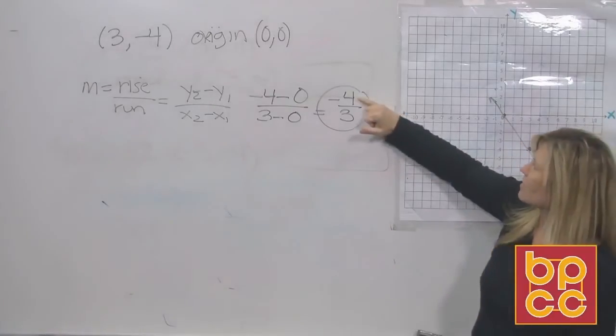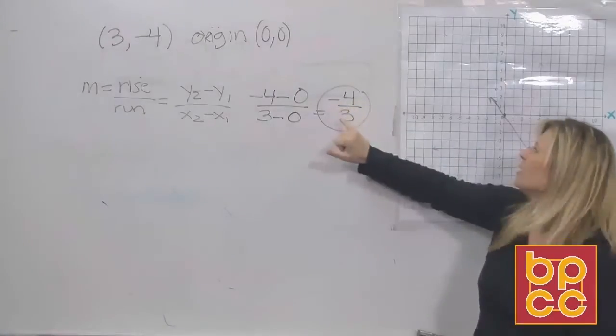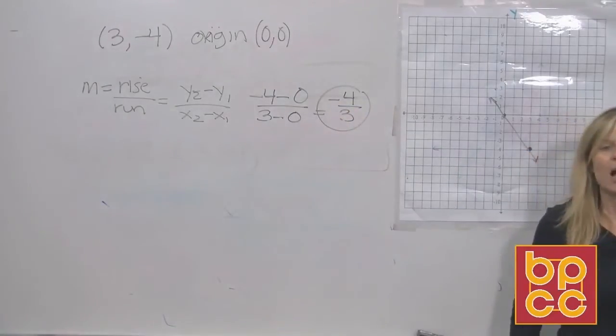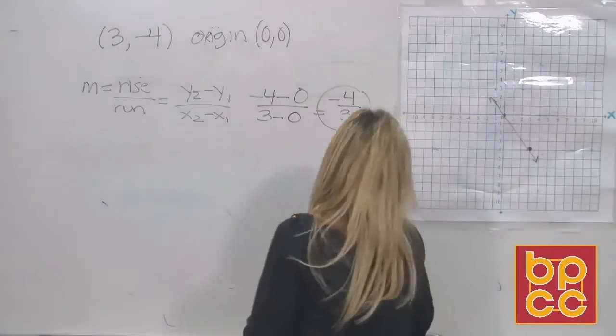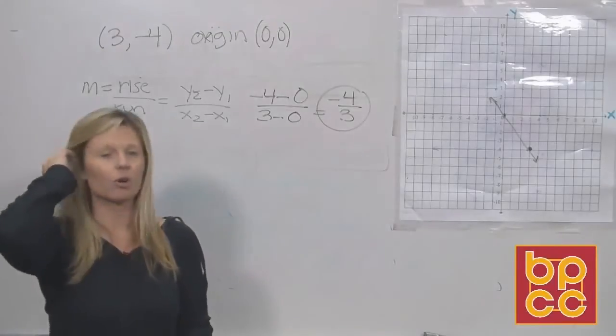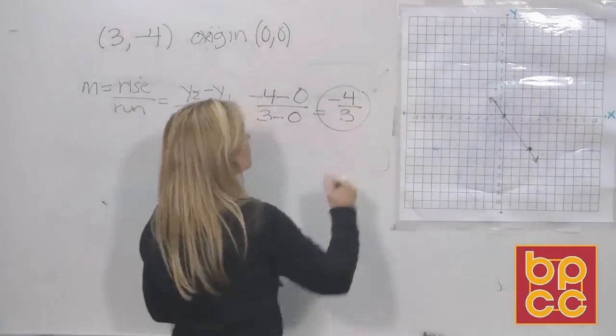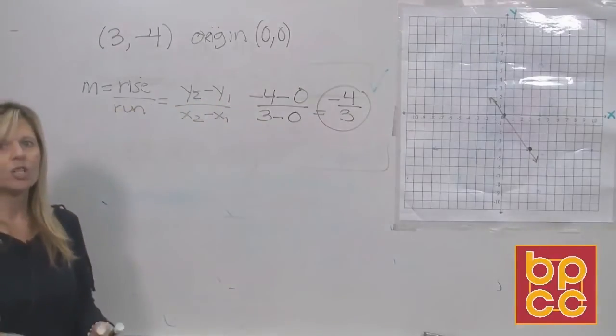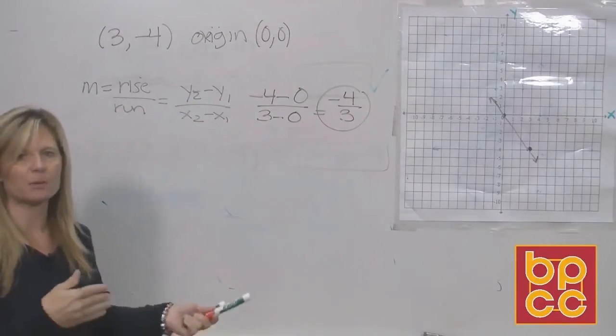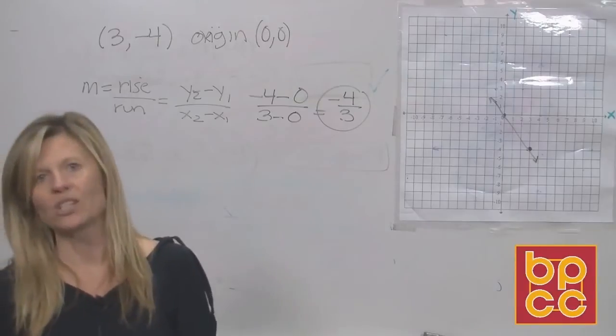And that's what this represents. Down 4, that's why it's negative, to the right 3. All right, so now that we got the slope, and to write an equation of a diagonal line, you're always going to have to know the slope. Now the question is, do I do slope-intercept, y equals mx plus b, or do I do point slope?